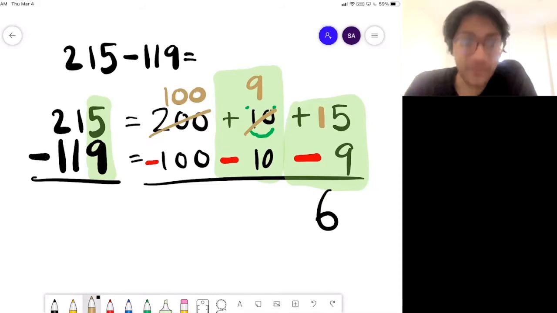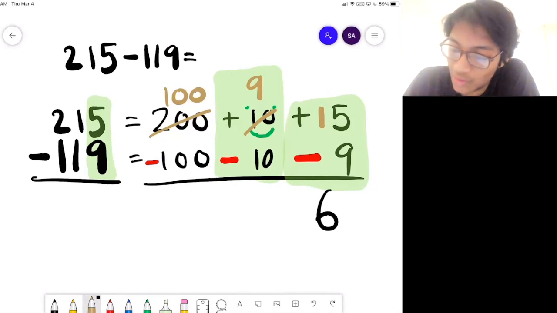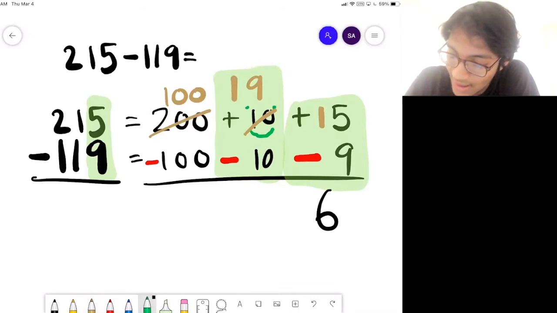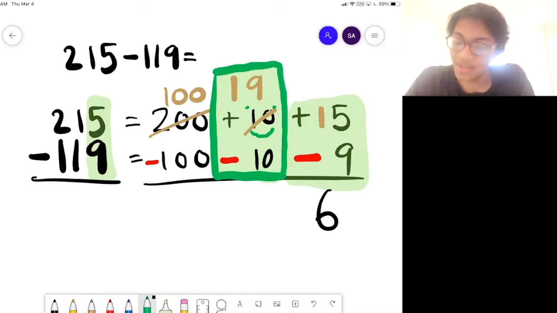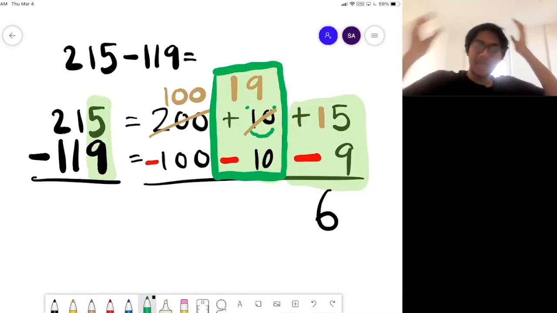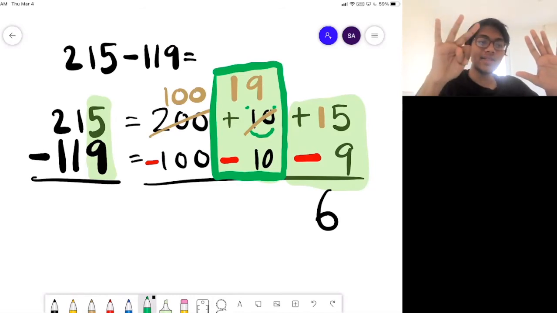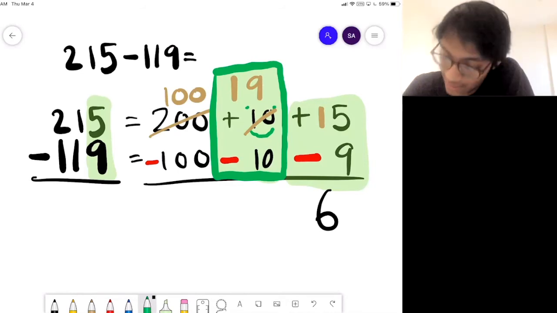And he's going to give the other 100 that's left over to this 9. So this 9 will become 19. Okay? So now I can do 19 minus 10. If you look at this green box, 19 minus 10, what is that? So I have 19 in my head, 10 fingers, count down. 18, 17, 16, 15, 14, 13, 12, 11, 10, 9. So 19 minus 10 is just 9.